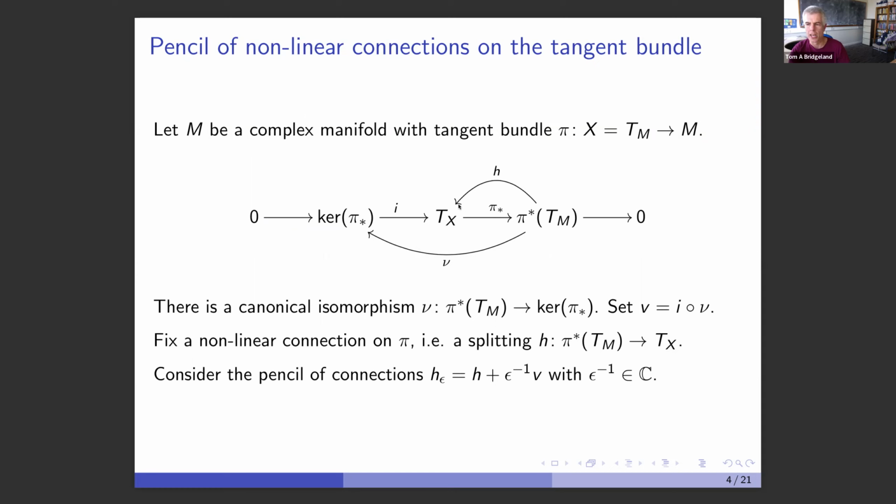Once we have one of these nonlinear connections, we can just add a constant times the vertical one, and that will give me another splitting of this map. Since if I take a vertical guy and hit it with pi lower star, this just goes away. For convenience, it's good to denote this parameter by epsilon inverse. So this is what we're going to call a pencil of nonlinear connections on the tangent bundle. It's determined by a single connection because you just add these vertical ones.